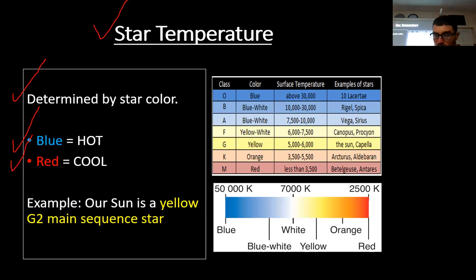Remember, our star is going to be a yellow star. We call this a yellow G2 main sequence star. We don't need to know the letters and what color they are, but just know again that the sun, our star, is a yellow G2 main sequence star.